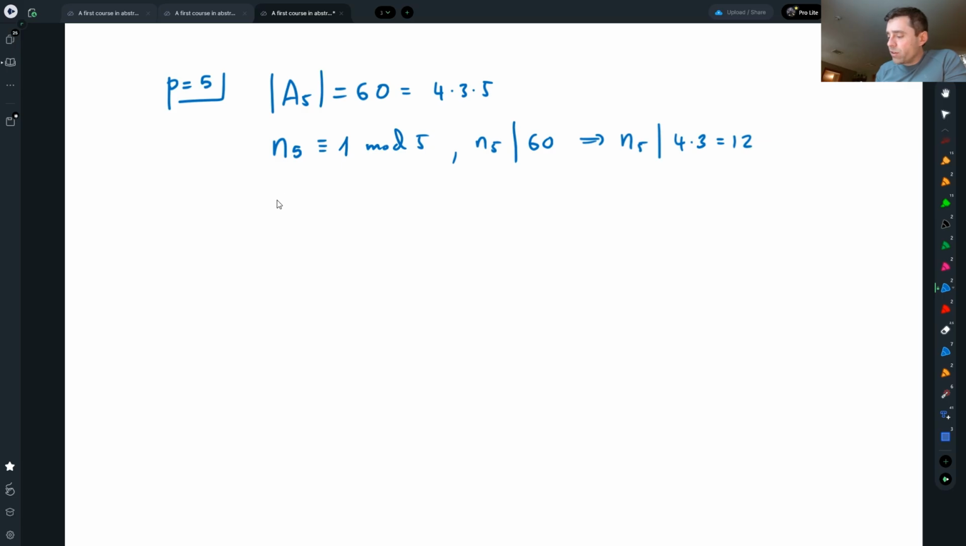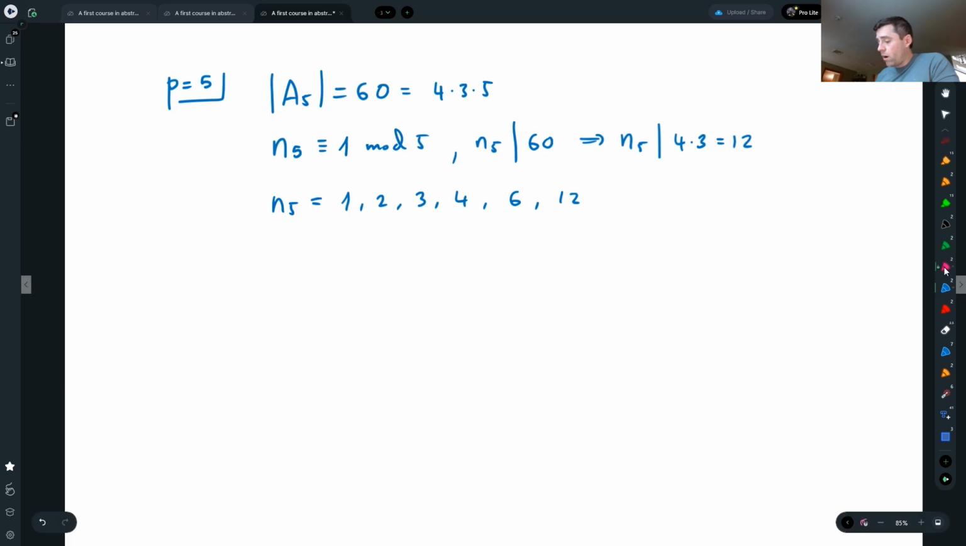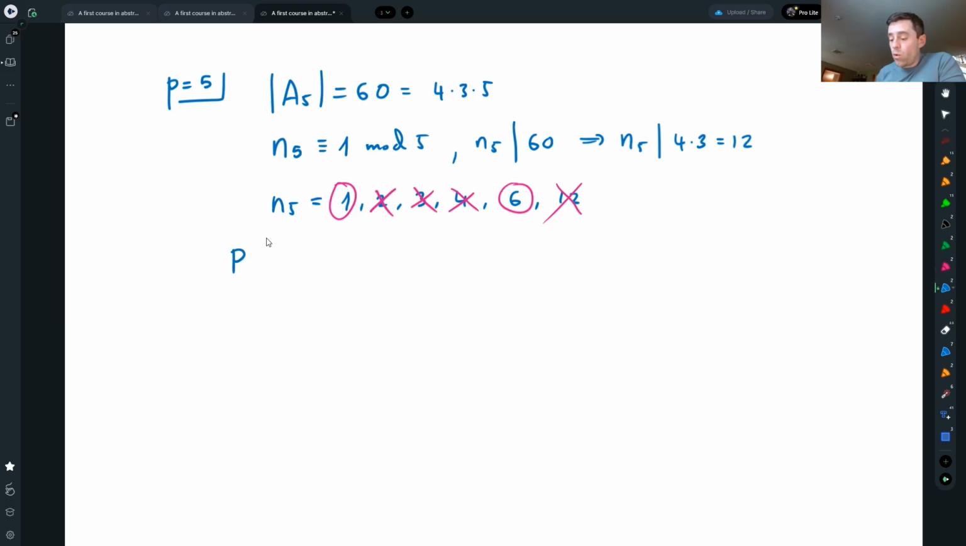The divisors of 12 are 1, 2, 3, 4, 6, or 12. And the ones that are 1 mod 5: it could be 1. It cannot be 2, 3, or 4. It could be 6, because 6 is 1 mod 5, and 12 is 2 mod 5, so it cannot be 12. So it's 1 or 6. But I can give you right away 2 different ones.